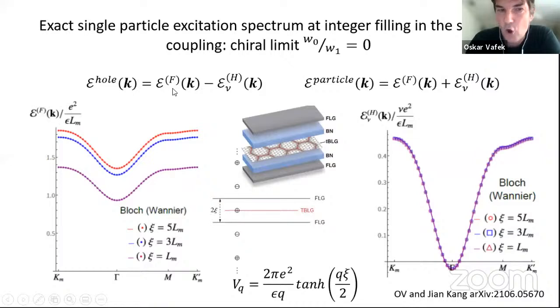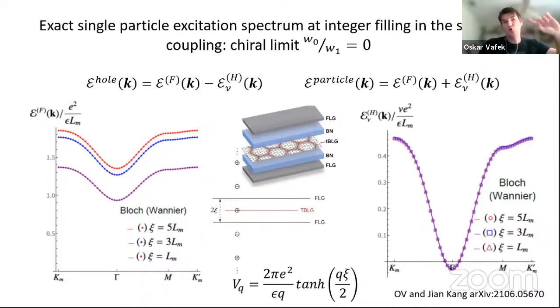if we add a hole to the system, then there will be a cancellation of this dispersion from the exchange part and this dispersion from the Hartree part. And in fact, our excitation will be almost completely flat. The band for the holes at nu equal to one will be almost completely flat. On the other hand, for the particle at nu equal to one, the two curves will add and the bandwidth will double. So we'll see a huge asymmetry between the particle and hole.